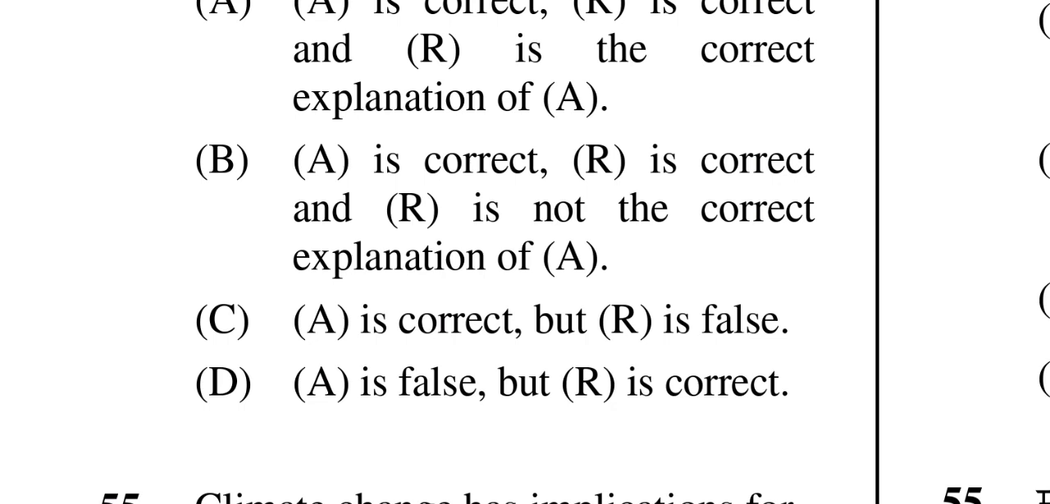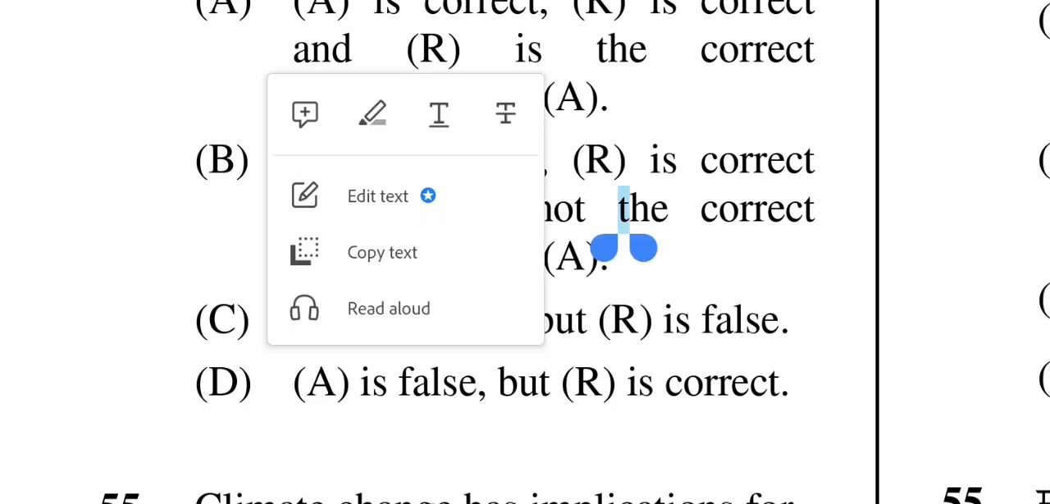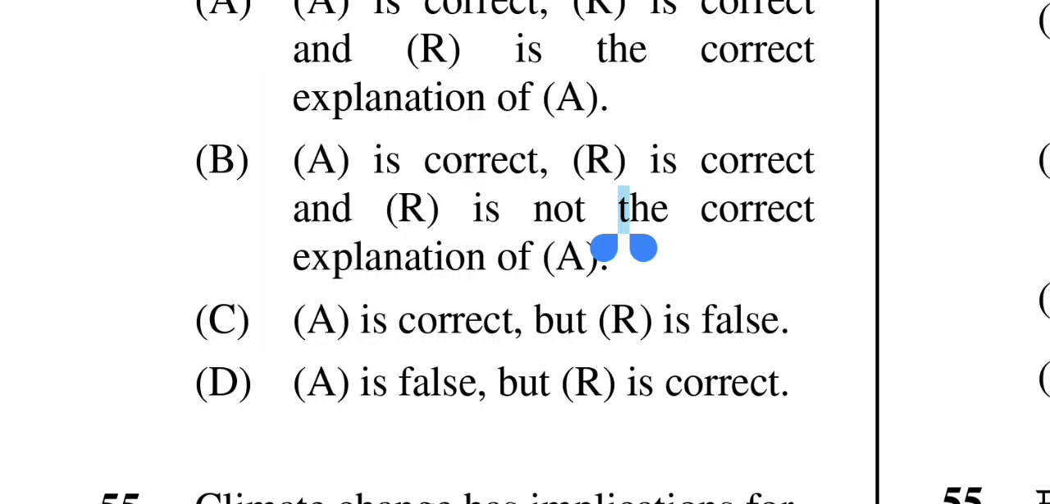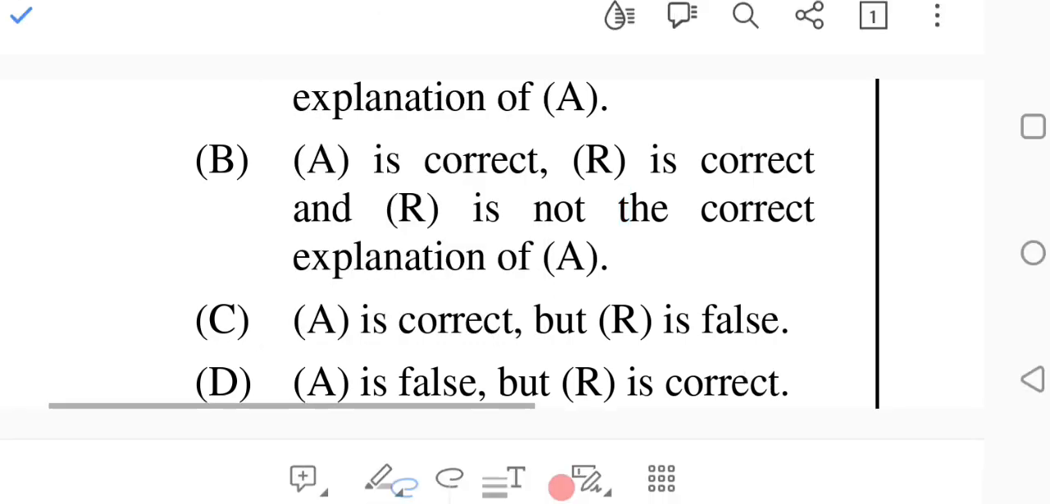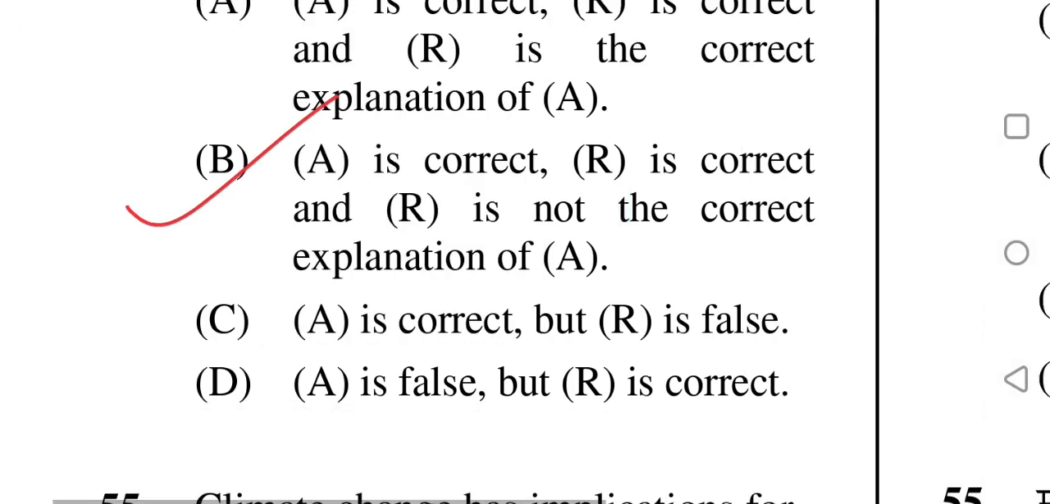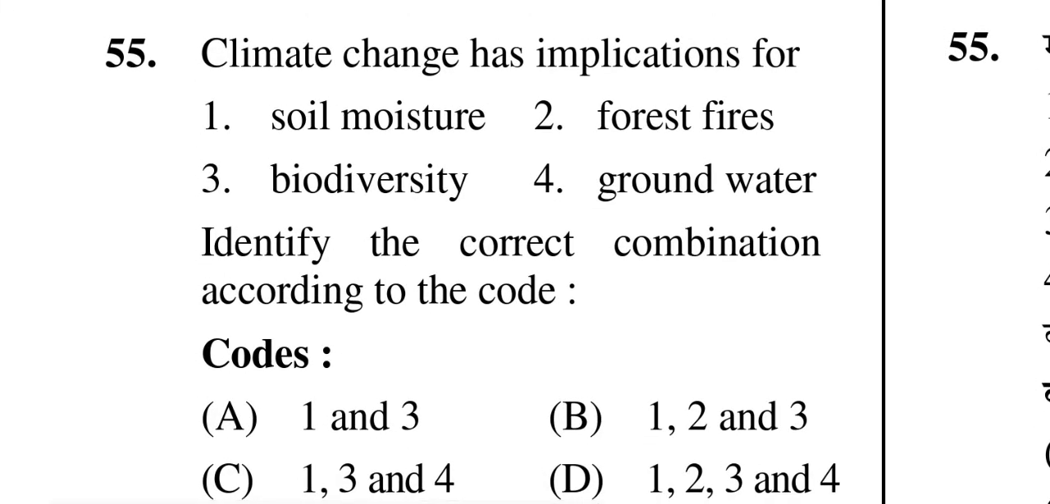54 correct answer will be B, that is A is correct, R is correct, and R is not the correct explanation of A. Okay, 54 B is the correct answer. Let me mark it correct. Okay, done. 55. Climate change has implications for soil moisture, forest fires, biodiversity, groundwater.